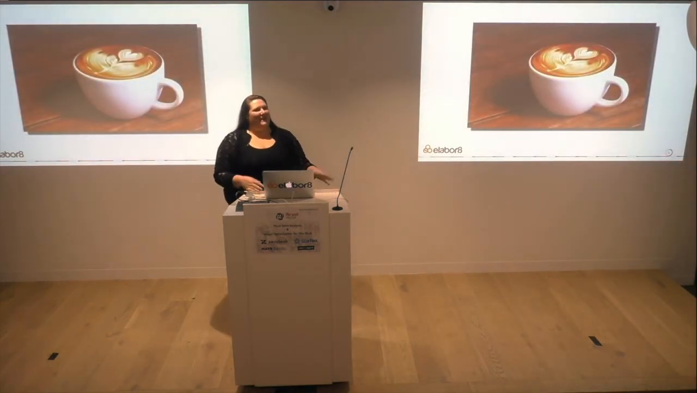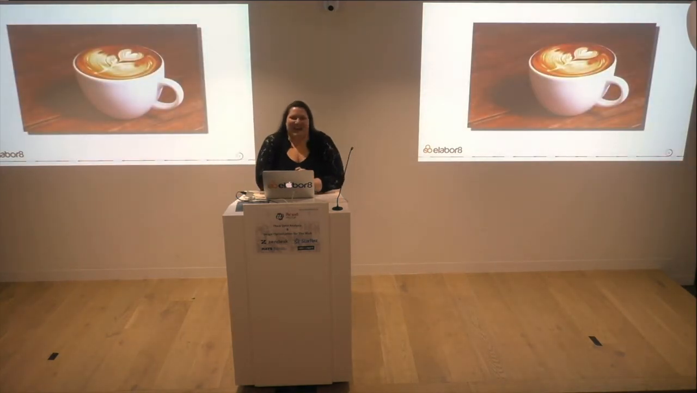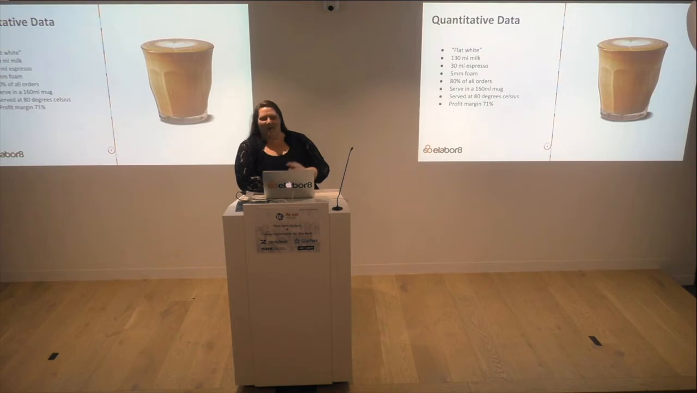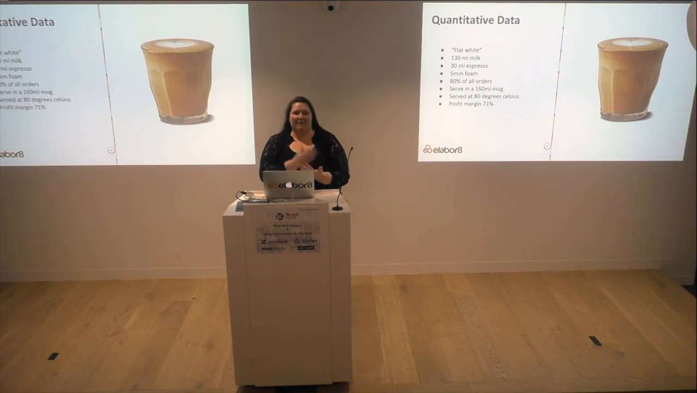So we'll talk a little bit about a cup of coffee. This is a flat white, just to understand a little bit about quant versus qual. Quantitative data would potentially explain a flat white being 130 mils of milk, 30 mils of espresso. 80% of all of our orders are flat whites. We serve it at 80 degrees Celsius, and our profit margin is 71%. So as you can see, very measurable, quantifiable information.